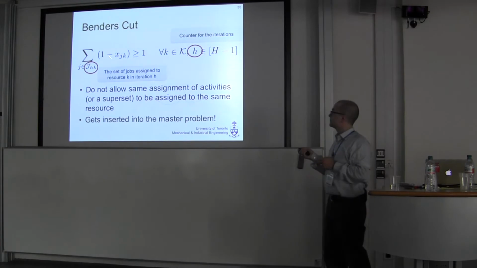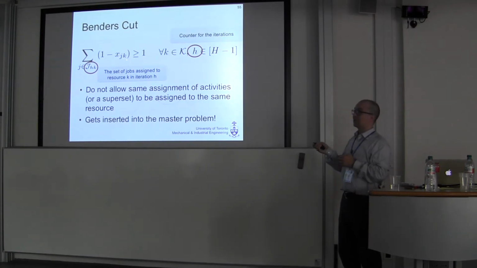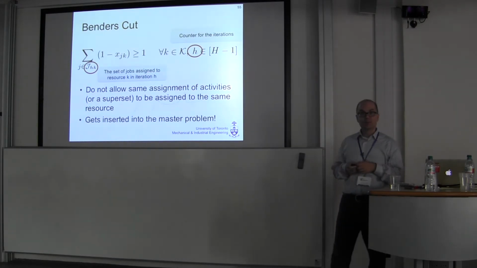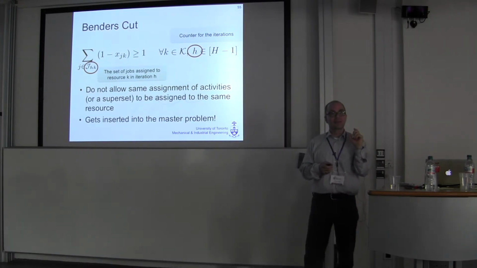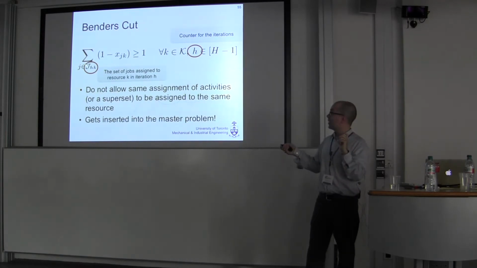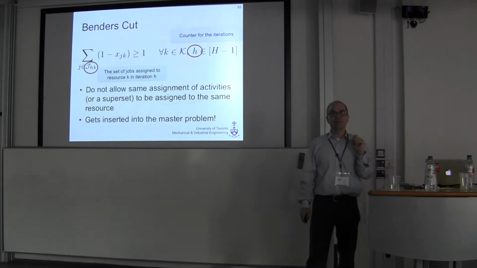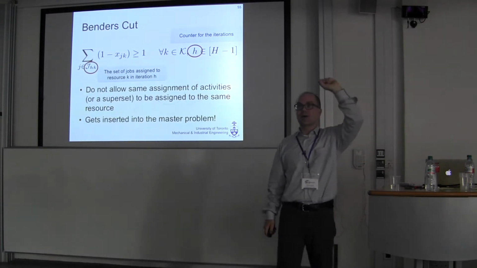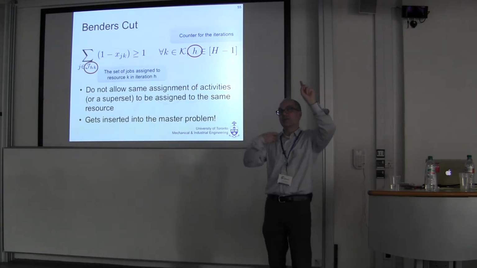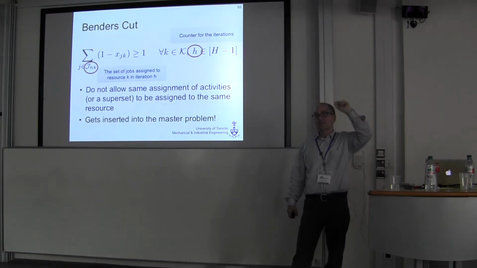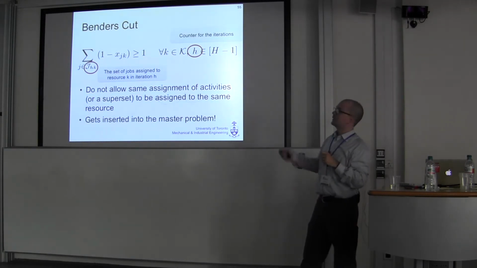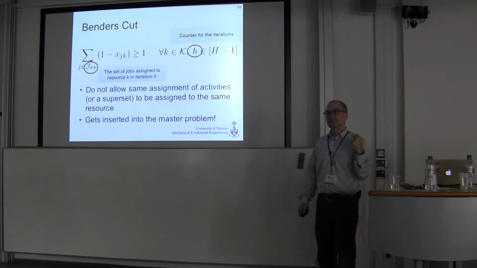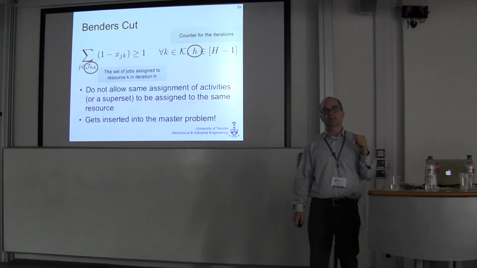And what is this saying? So this is a variable in the master problem. So I'm summing over the set of jobs that I was given on the subproblem, that I was given in iteration h. By definition, because I got the jobs, the x_jk variable is 1. Right? In my master problem, the x_jk variable for every job that was given to me on resource k is assigned to 1. So what this is saying is at least one of the jobs that you gave me needs to be assigned someplace else. Right?